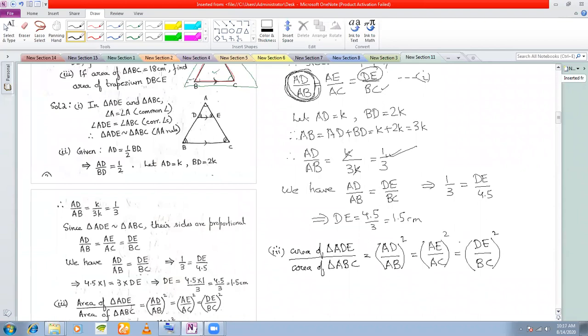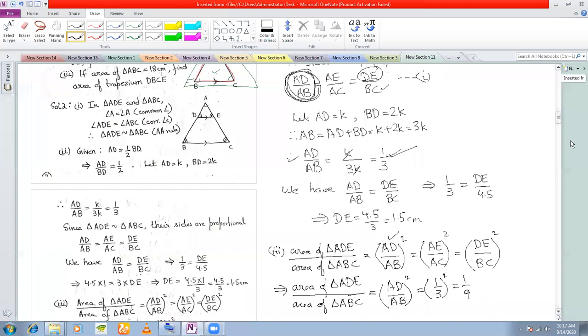Okay. So which ratio will I consider? Which ratio do I know? Any ratio you know, you can take. I know the ratio AD by AB, so I'll consider this ratio. AD by AB is 1/3, whole square, which is equal to 1 by 9.